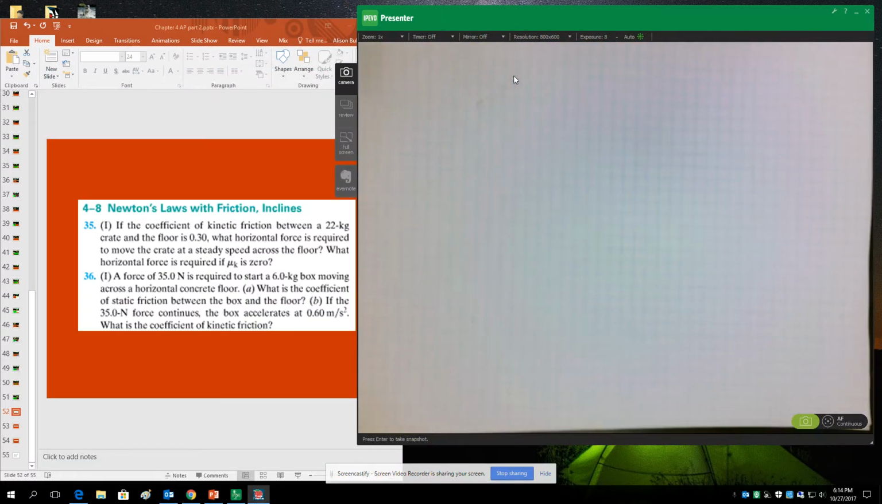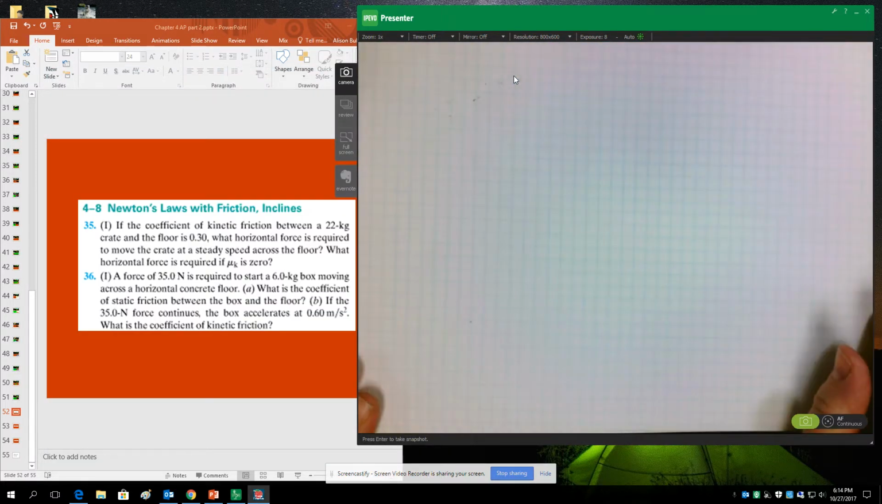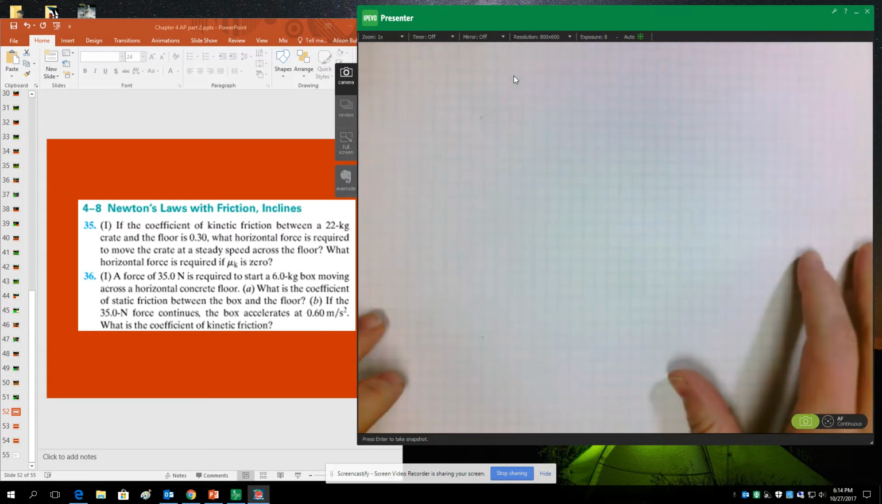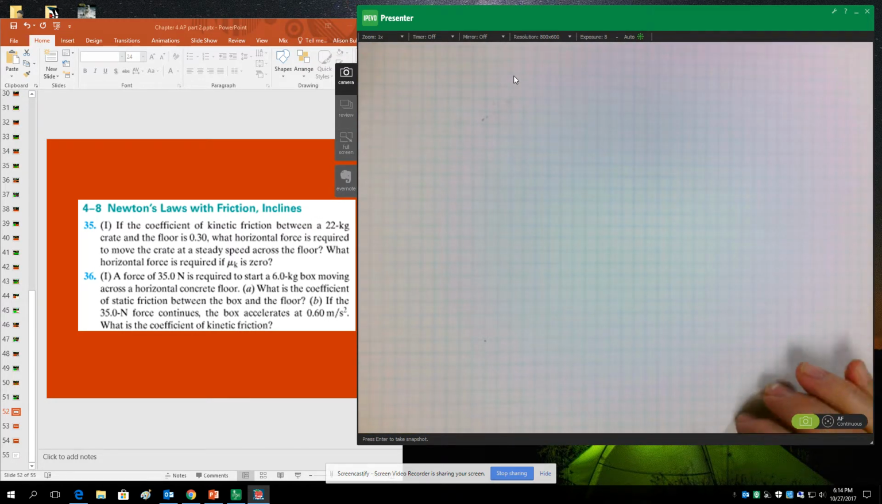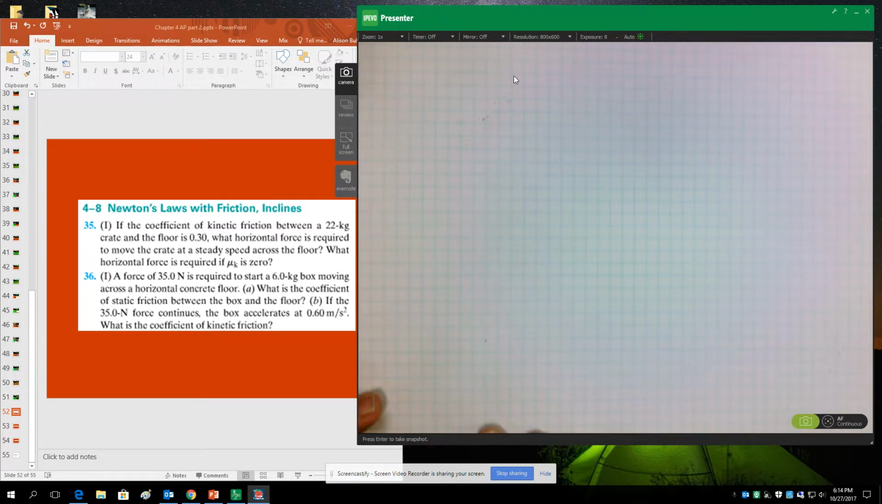Okay, so let's look at some example problems with friction, and then we'll be finished with Newton's laws, for now anyway. So we've got problem 35. If the coefficient of friction between a 22 kilogram crate and the floor is 0.30, what horizontal force is required to move the crate at a steady speed across the floor? What horizontal force is required if the coefficient of kinetic friction is 0?